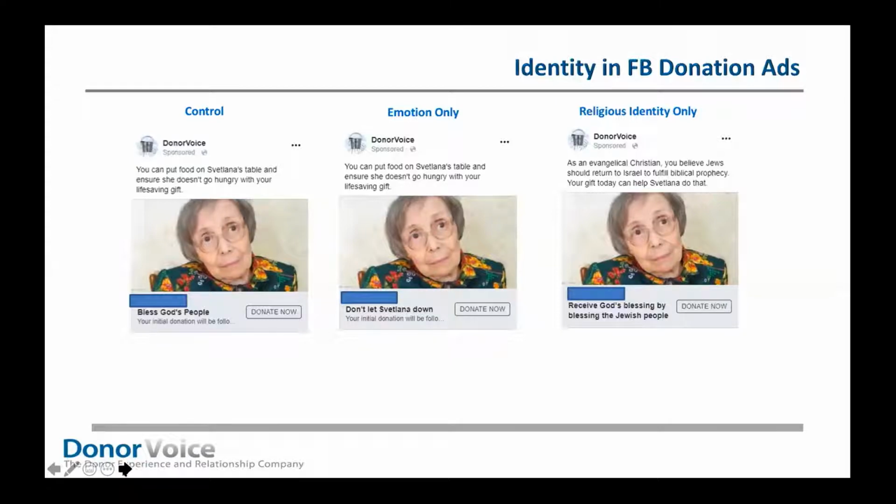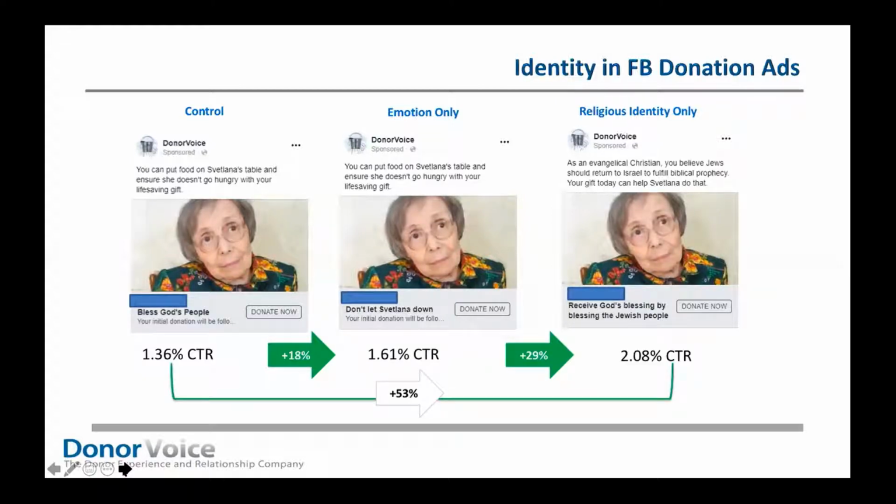So we are connecting the religious beliefs to the person themselves. We're not just generically showing that we are a religious organization. We remind people that they are too. And looking at click-through rates, we saw an 18% increase using just an emotional ad, and we saw a 53% increase compared to the control with the identity-based message.